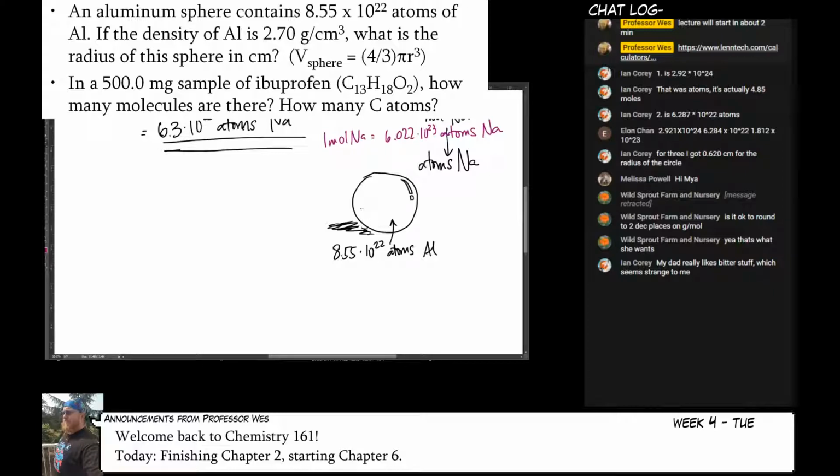And what is the radius? So, whoop. And we also give you the density of aluminum. Is it 2.7? Yeah.